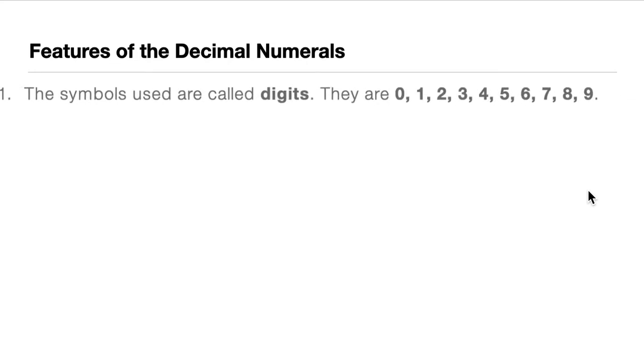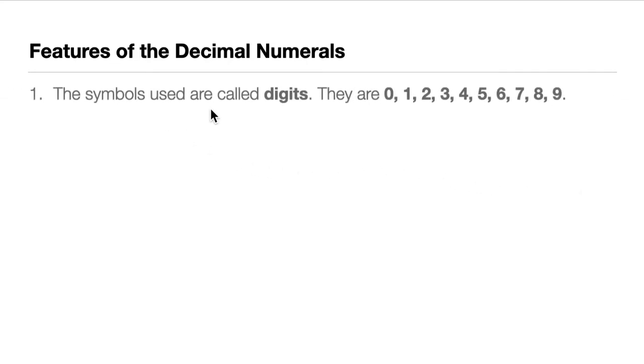For number one, the symbols we use here are what we call digits, and they are the following: 0, 1, 2, 3, 4, 5, 6, 7, 8, until 9. This is also the one that we're using in our everyday mathematics, so I believe that all of you are familiar with this.